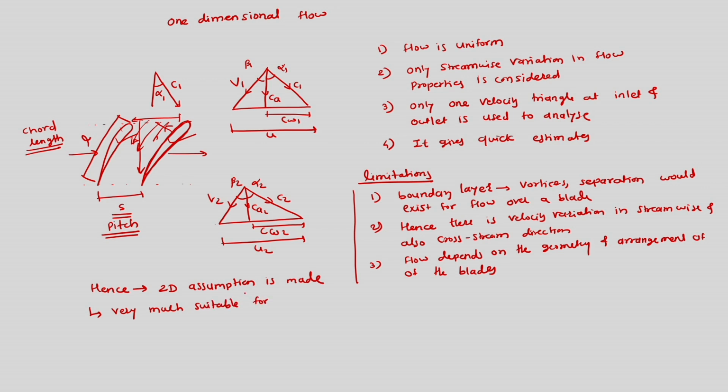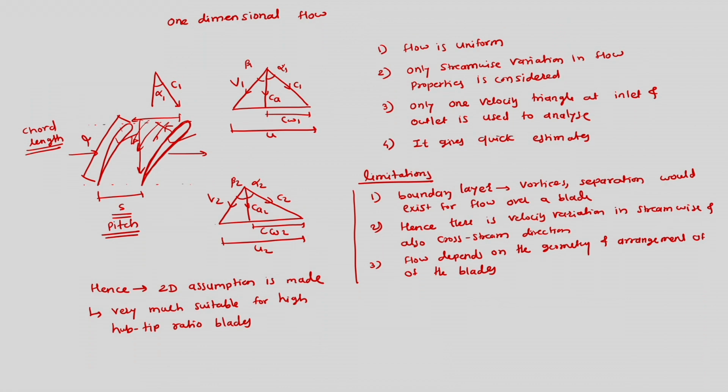for high hub to tip ratio blades. If blade height is more, then what will happen? The variation along the blade height will be minimal, and hence there will be major variation in the passage itself. So the 2D assumption is more valid for such a situation, and it gives us an improved estimate than the first, one-dimensional assumption.